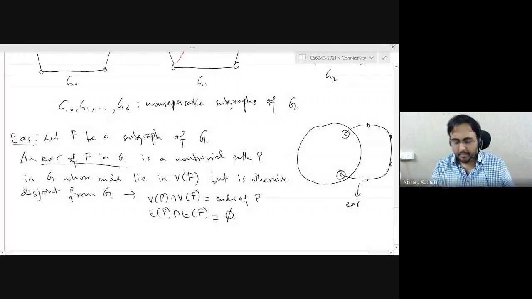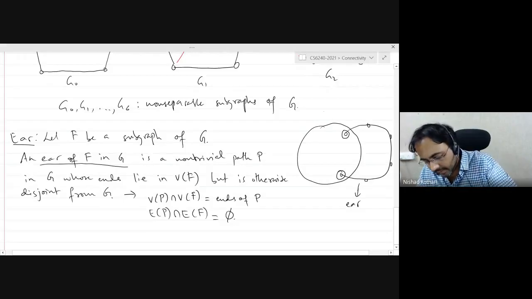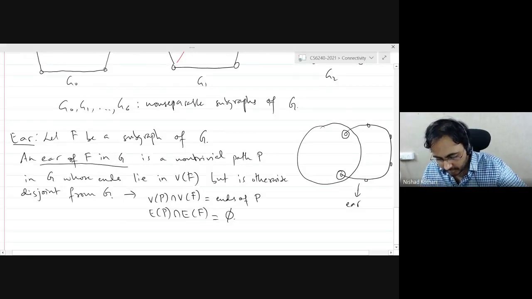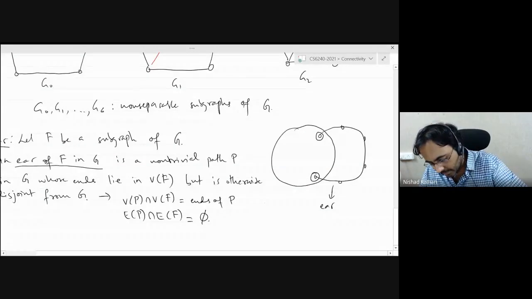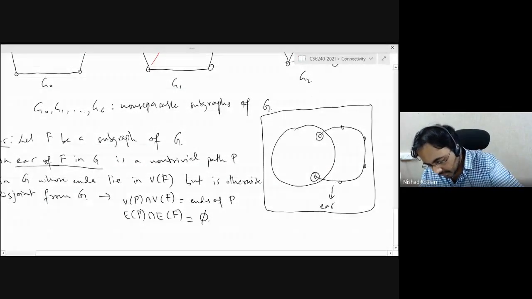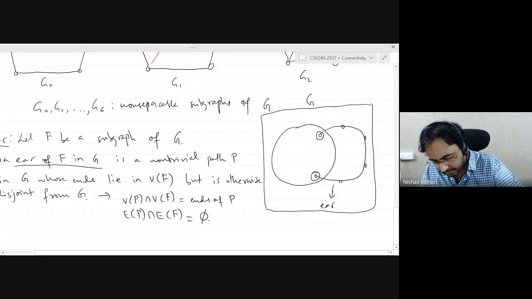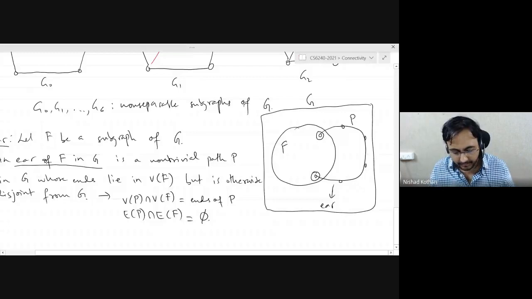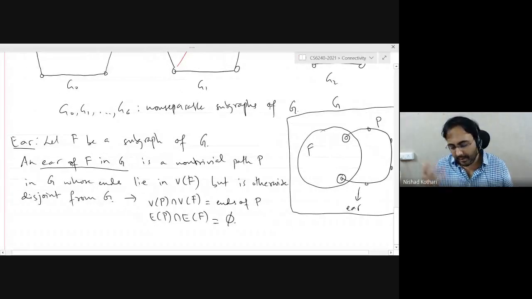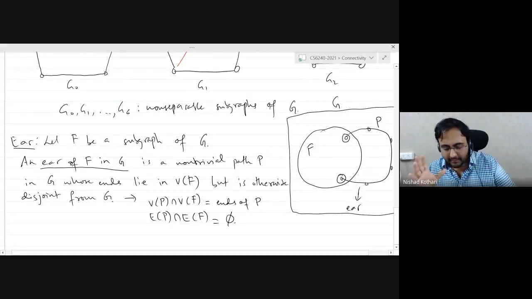Okay, so if you look at this drawing here, what you want to do is think of there being a big graph G. You have some subgraph F, and now what you're doing is you're adding a path P to that subgraph. Well, we are not adding, we are just defining what an ear is. So it is any path of the original graph whose both ends are in the subgraph F, but is otherwise completely disjoint from the subgraph F. So it does not share any other vertices or edges with the subgraph F.